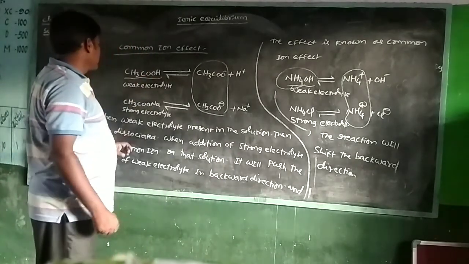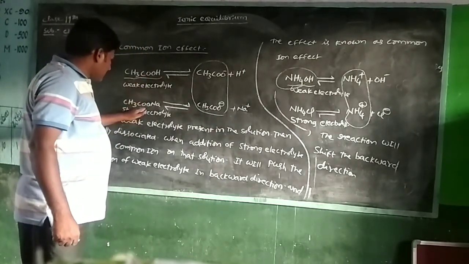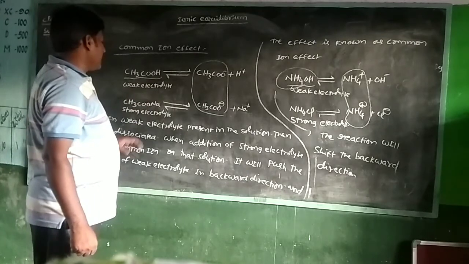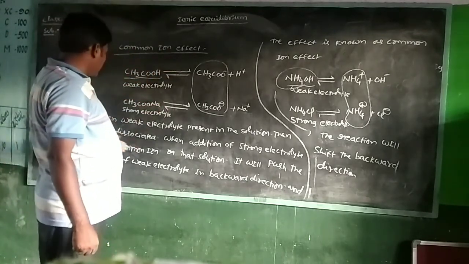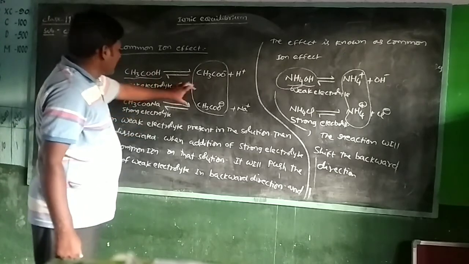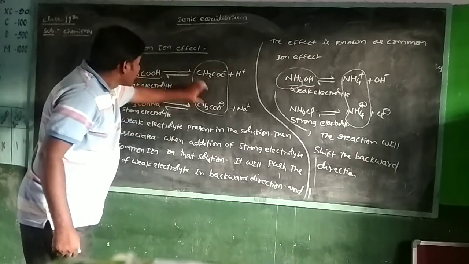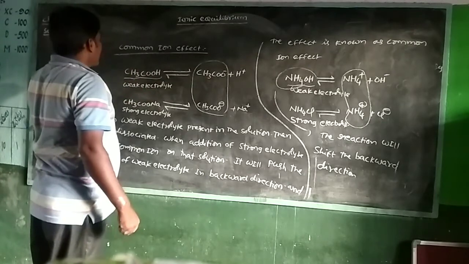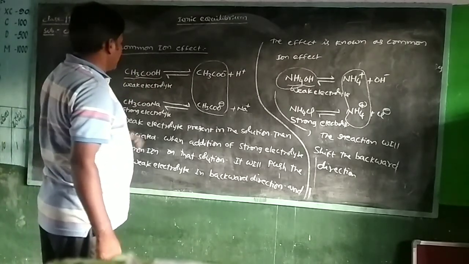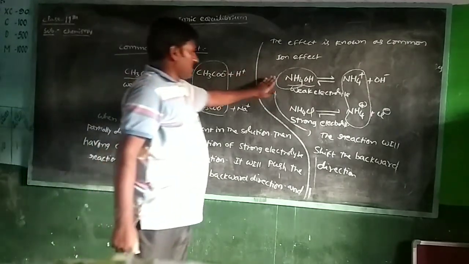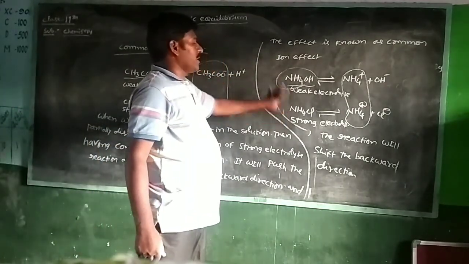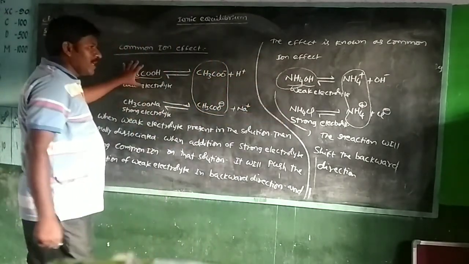Acetic acid is a weak electrolyte and CH3COONa is a strong electrolyte. When a strong electrolyte having the common ion is added, the reaction will shift in the backward direction. These are examples: weak acid with a strong base salt, and weak base with a strong acid salt. This effect is known as the common ion effect.